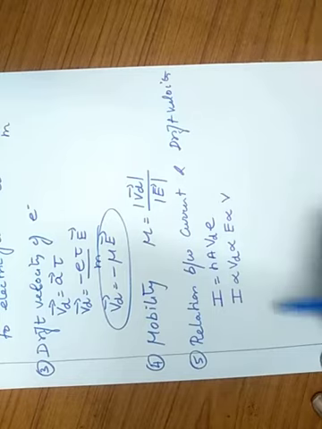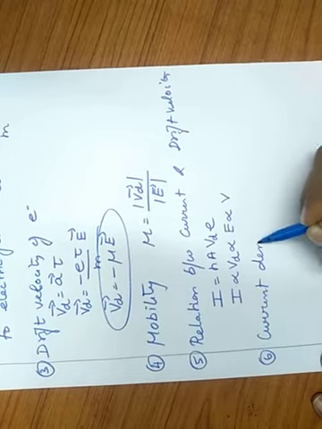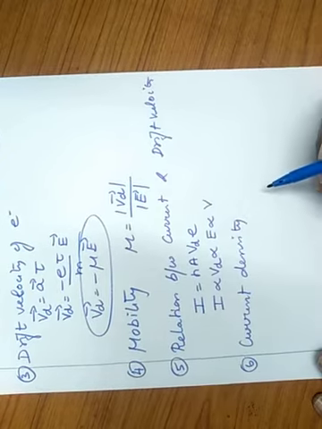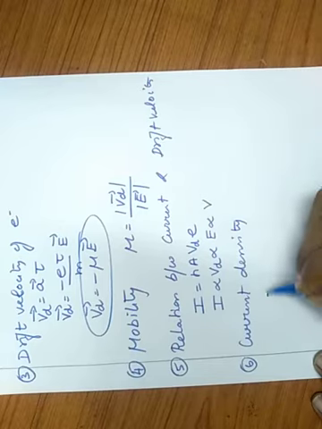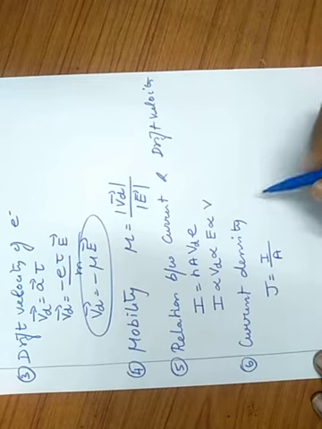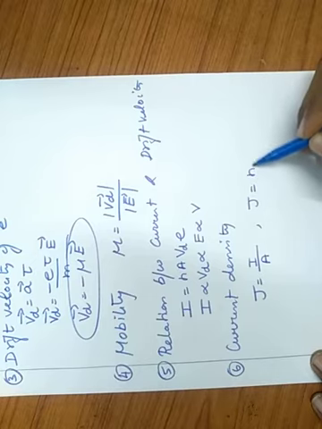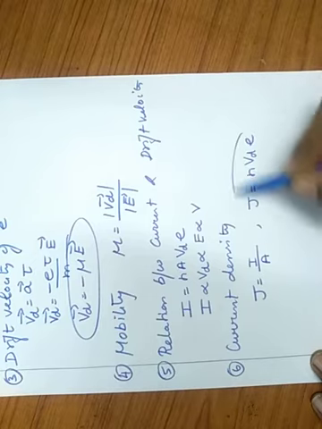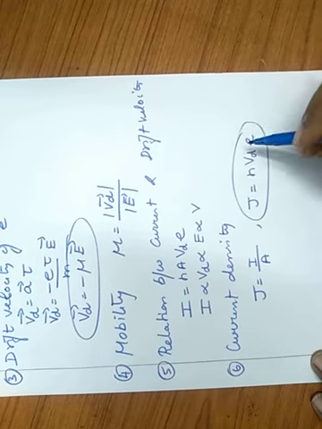Okay, then next, current density. We know current density is the current flowing per unit area. It is represented by the symbol J. J is equal to I by A. Then we can also write this expression as J is equal to n Vd e. This expression is only valid when the current passing through a conductor is in a perpendicular manner.